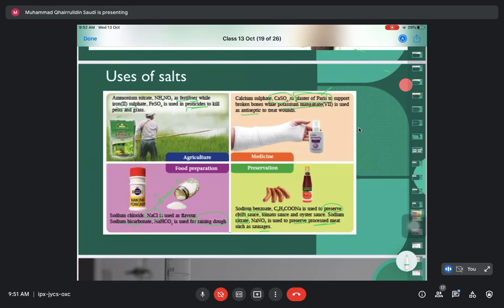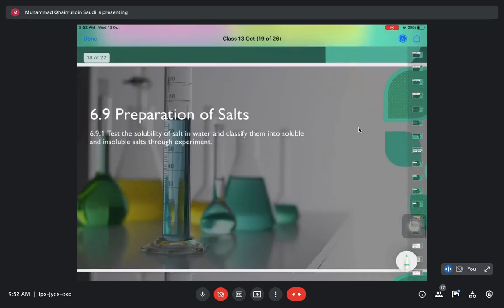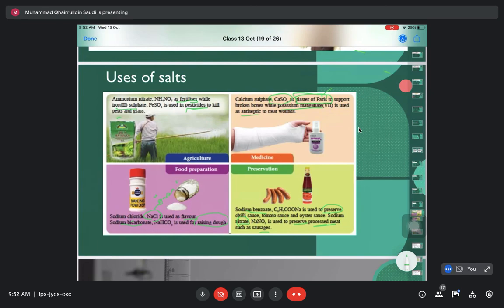As usual, we will stop here. I thought I would go into the preparation of salt section, but I don't think we have enough time to go through that subtopic. So we will stop here, and the exercise for today is in your module, pages 164 and 165 only. Okay, do it straight away so that you can recall and understand what we learned today. Okay, 164 and 165, and then upload your work in Google Classroom. That is the end of our lesson for today.